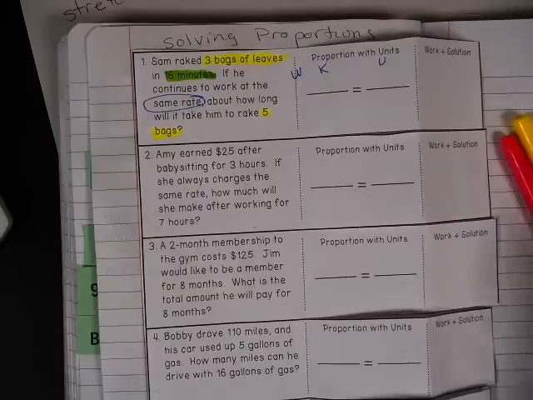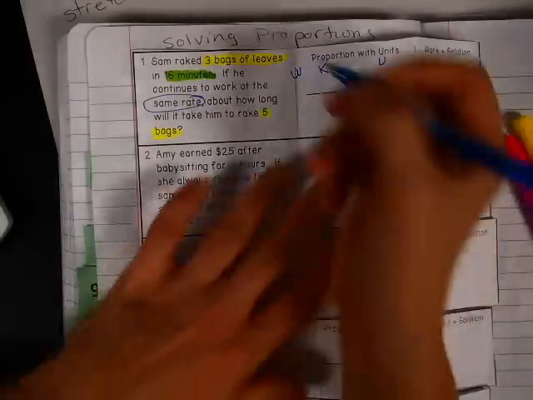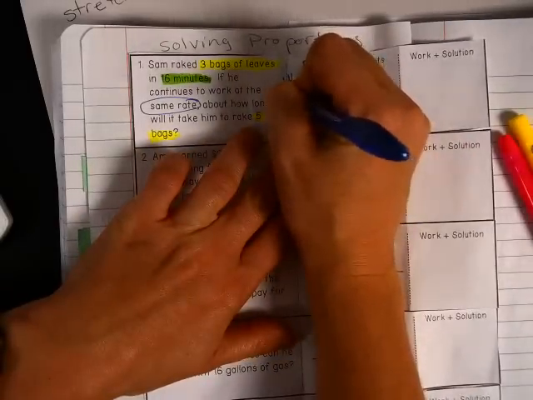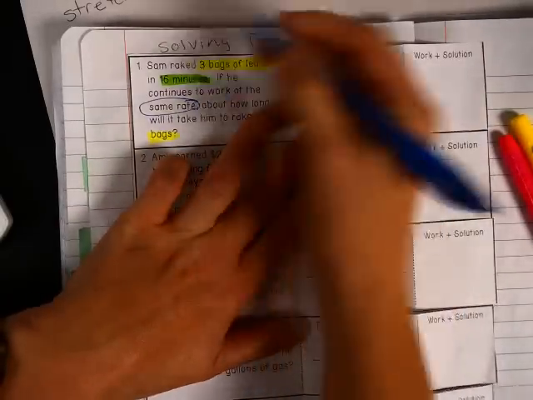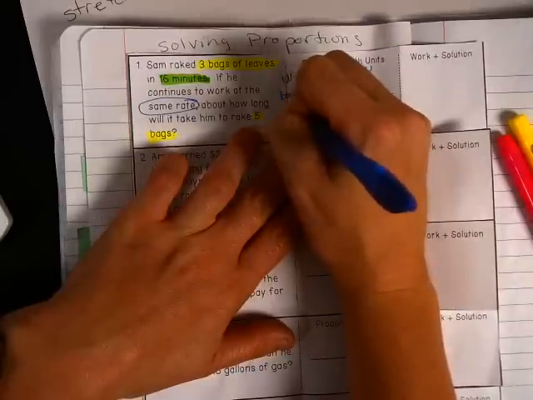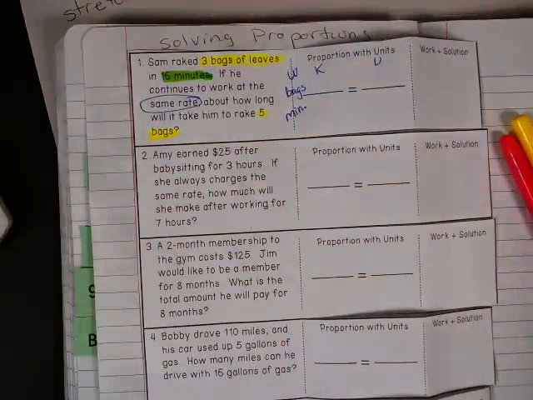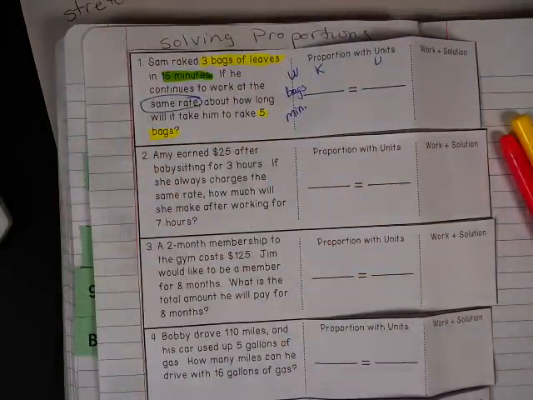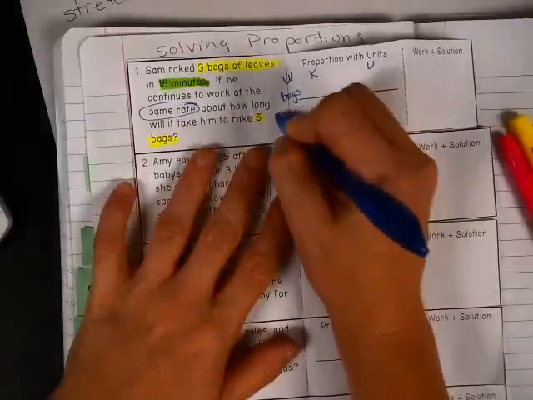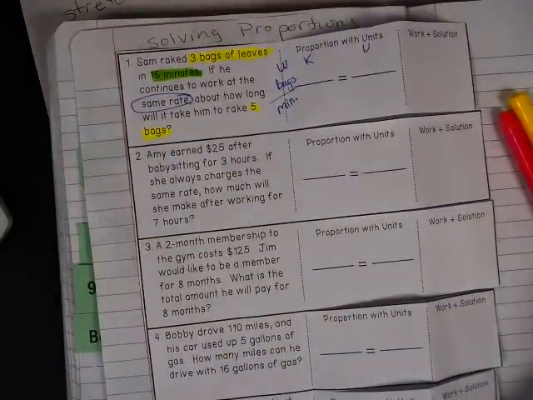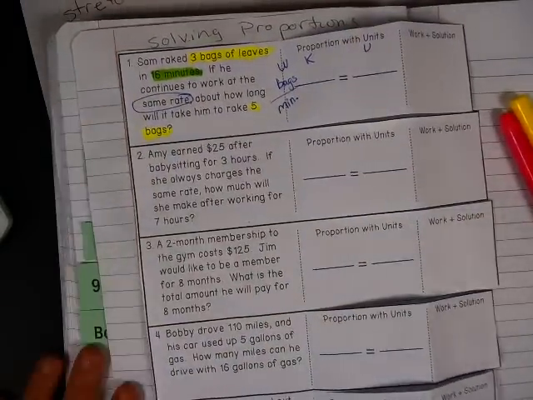So there are my numbers. And I said, okay, so I'm comparing bags of leaves. I'm just going to write bags to minutes. And I'm going to abbreviate. Guys, that's acceptable. If you would have put a B and then an M, that would have been fine too. I apologize, guys.